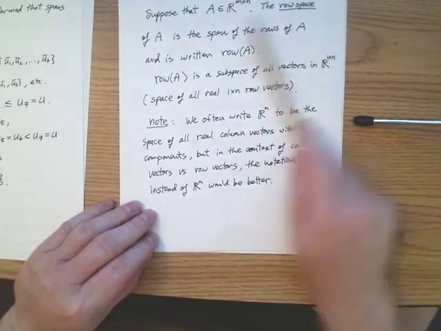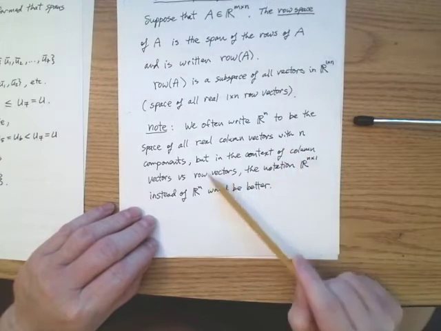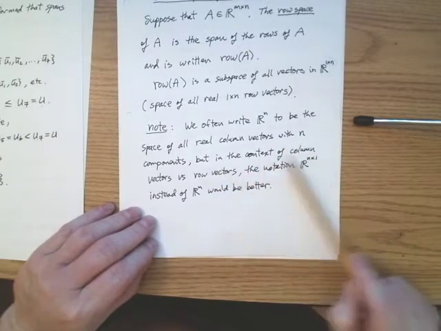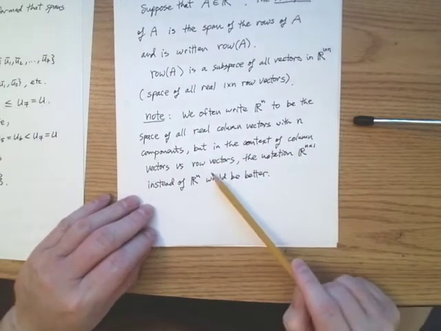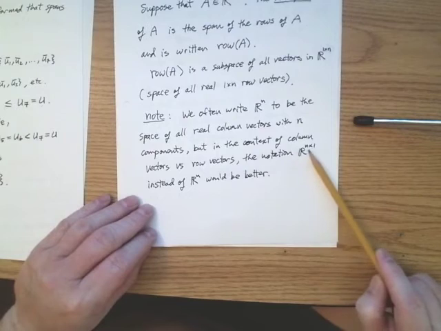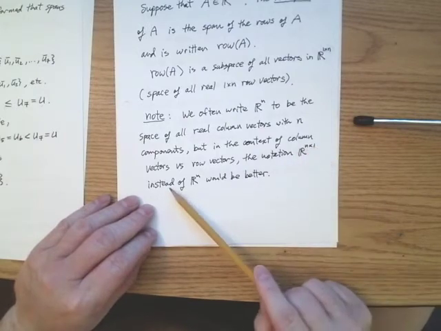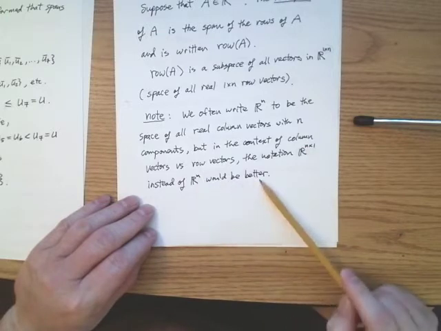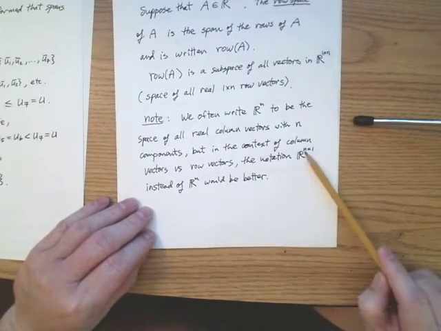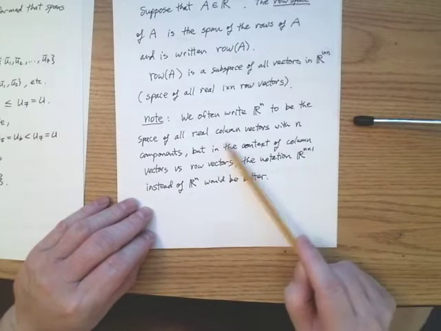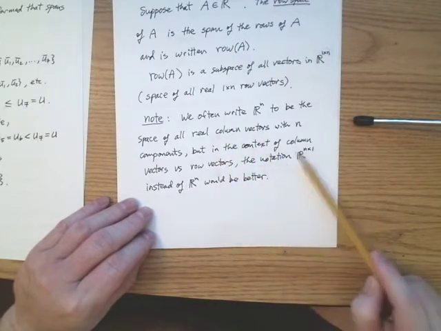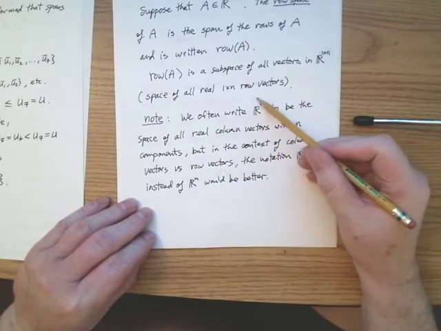But in the context of column vectors versus row vectors, the notation R to the n by 1, instead of R to the n, would actually be better, wouldn't it? Because this would be n rows in 1 column. Okay, that's what we really mean by a column vector. Okay, so we usually use this notation.